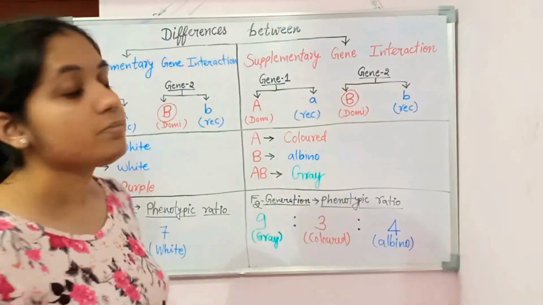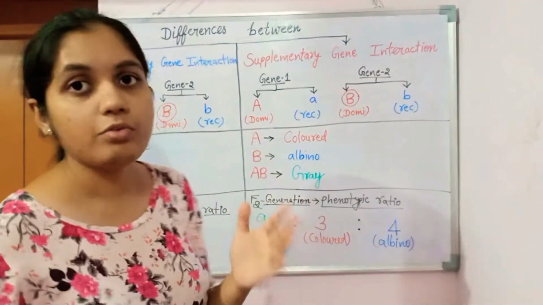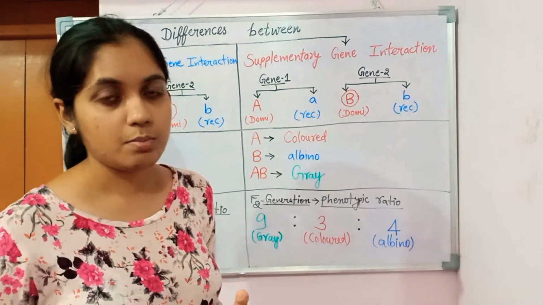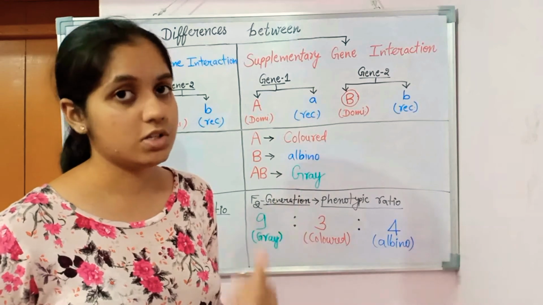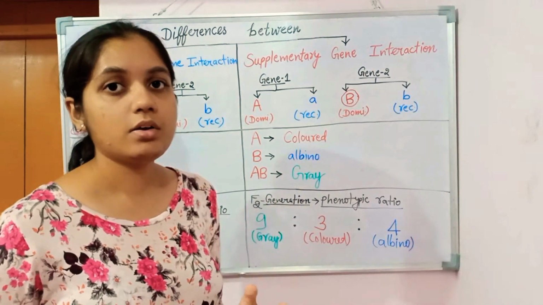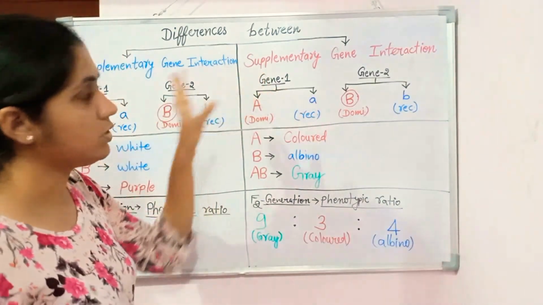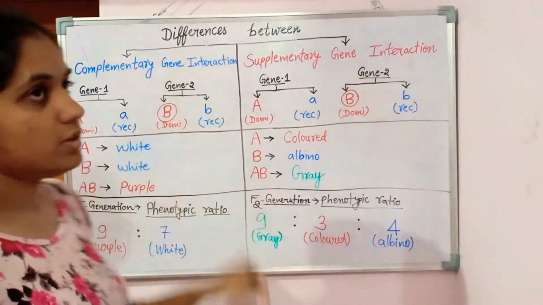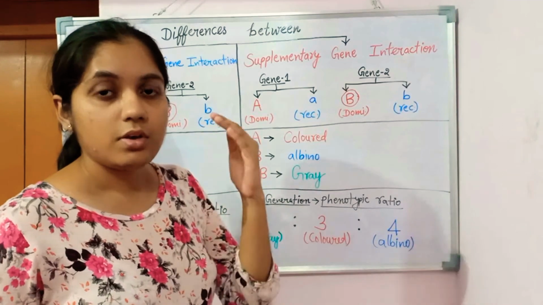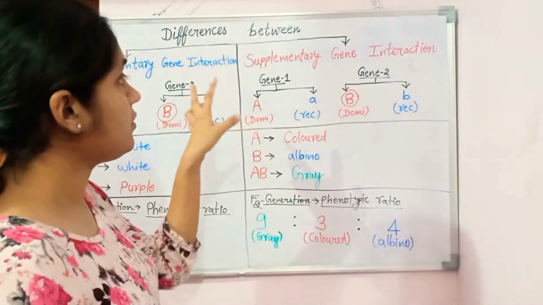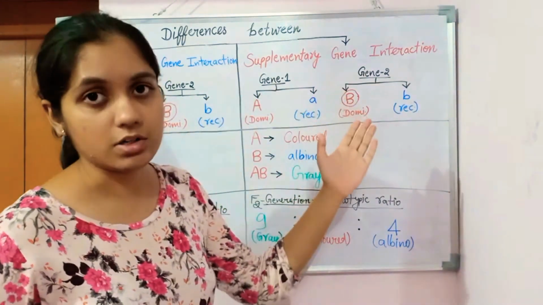And you know that both of these are types of intergenic gene interaction, meaning both are between two different genes. You know that. So in this video we will discuss the main difference between the complementary gene interaction and the supplementary gene interaction.